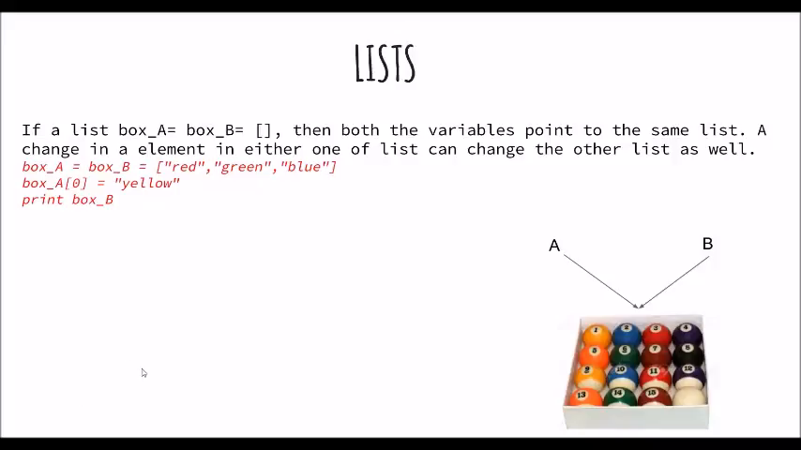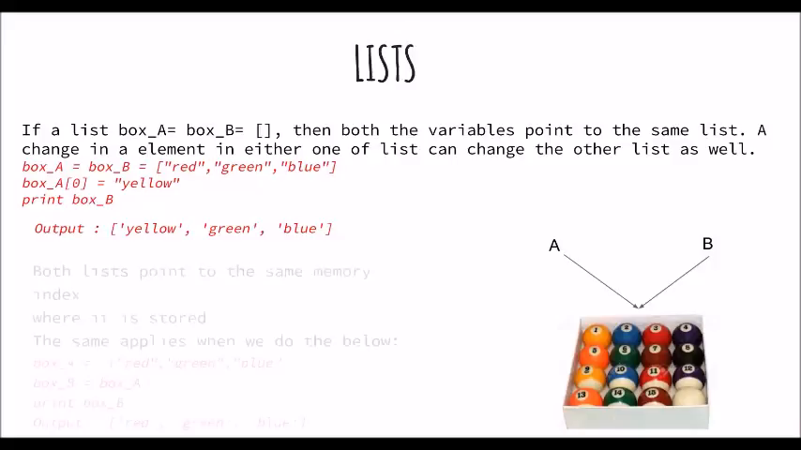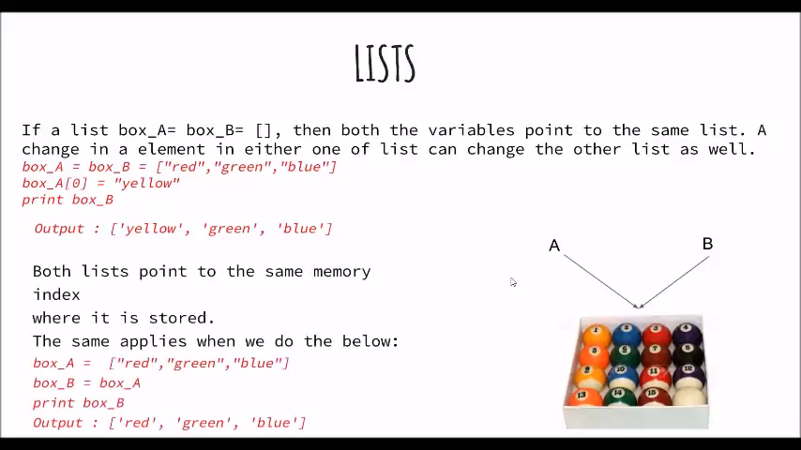So say you have a list of box A and box B having colors red, green, and blue. The box A, at 0th element, you replace it to yellow, and if you try to print the other list, let's see what happens. Yes, Python replaces the other list to yellow, green, and blue. Why does this happen? This happens because both the lists point to the same memory index where it is stored.